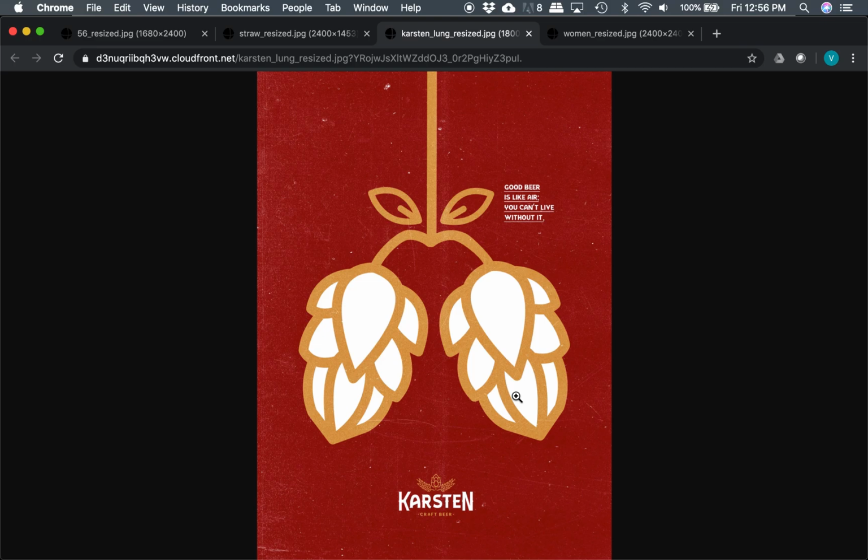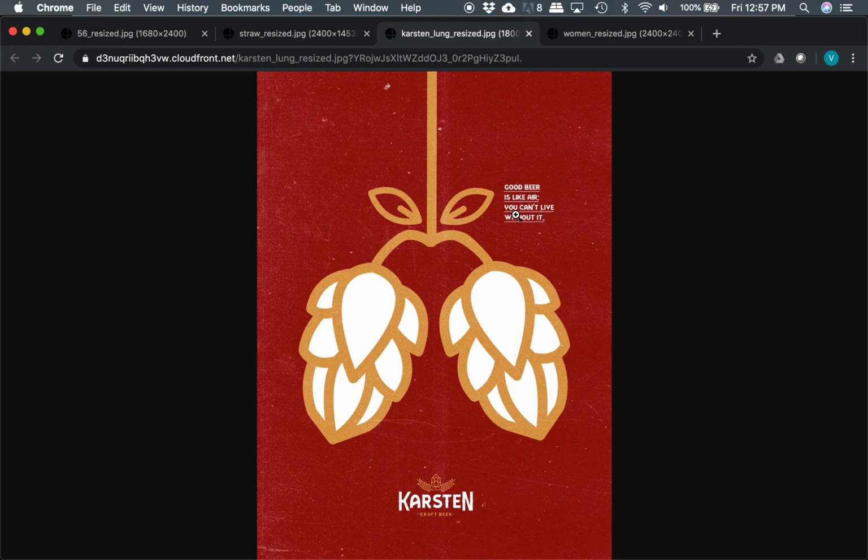Now this one's a dominant graphic. This really jumps out. These are hops that are used to make beer, but they drew them so that they look like lungs, kind of like the, what is that called? The trachea? I don't even know. The breathing tube going down to your lungs. It's a good thing this isn't a science class.